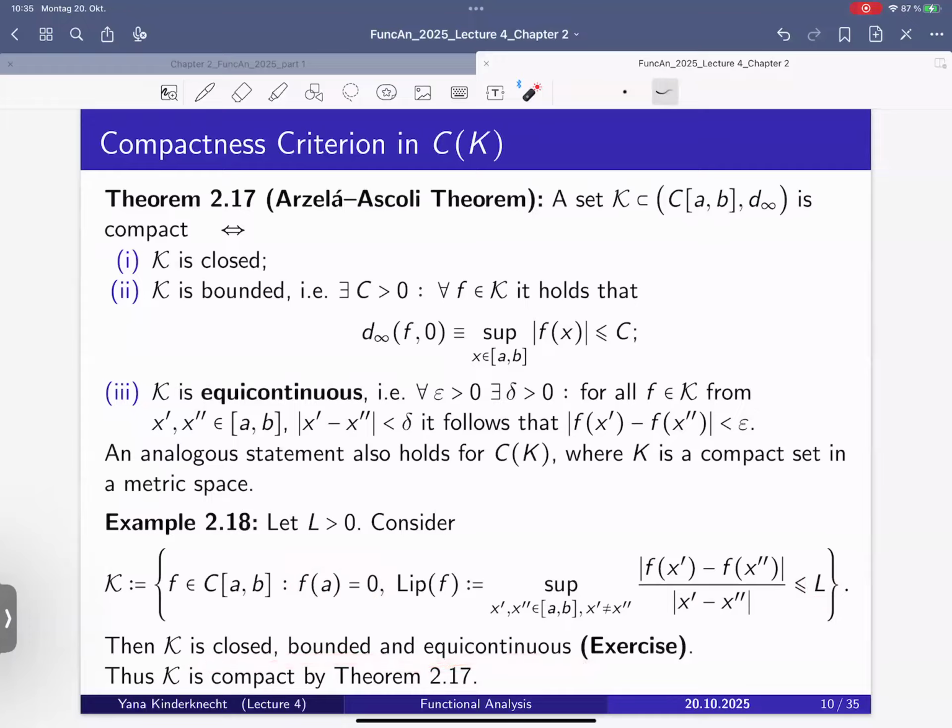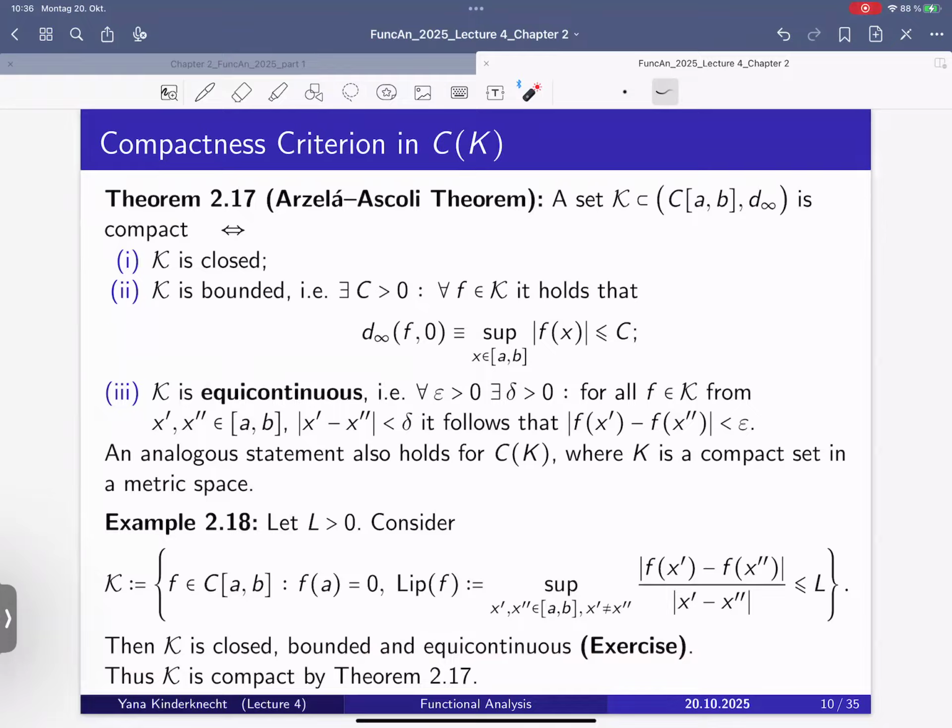This is an exercise, and if you show this, you get, due to this theorem, that this set is compact. So it's a typical compact set in this space. Again, this is an exercise, so I hope there will be no problem. It's purely technical, but not that hard an exercise.